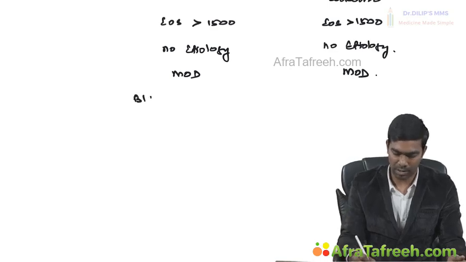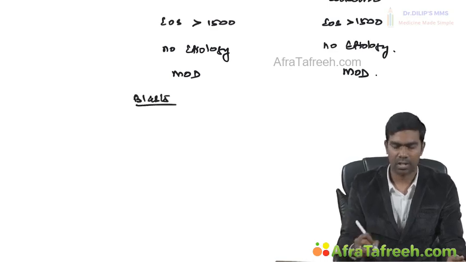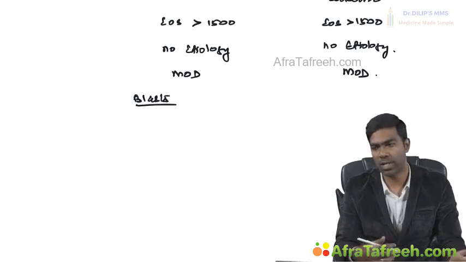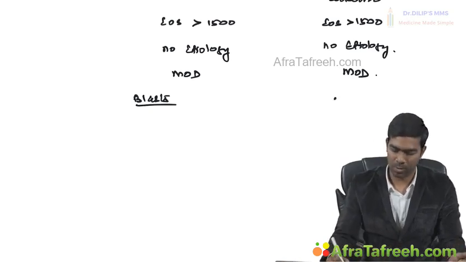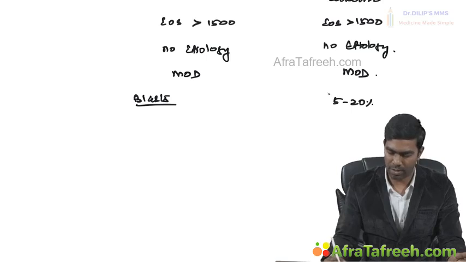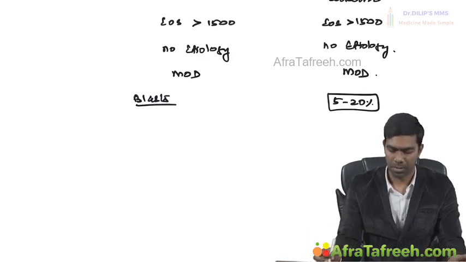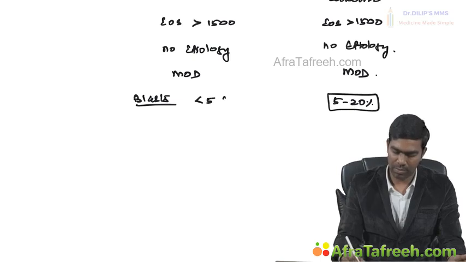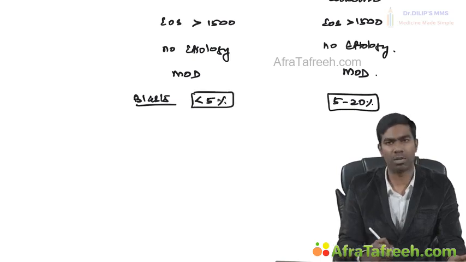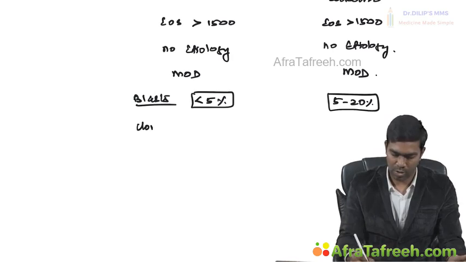So what is the differentiating factor? Remember, the blasts are the differentiating factor. The blasts in chronic eosinophilic leukemia, as I told you, will be in the range of 5 to 20%. More than 20 means it becomes an acute myeloid leukemia with eosinophilic differentiation. That is different. But here the blast will be less than 5%. Very important point.